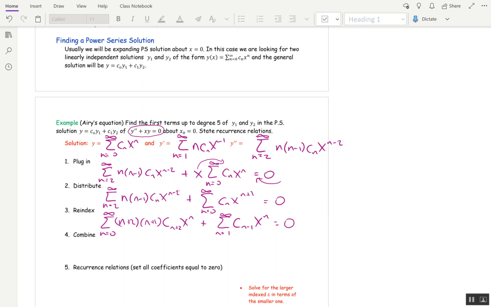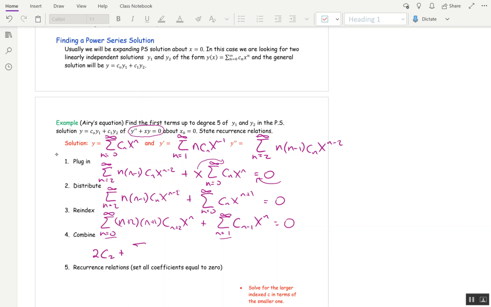Combine, meaning I want to write this now as a single summation, single power series. So I need to start at the highest value of n. So this one starts at 1, this one starts at 0. I need to start them both at 1, which means I need to cull off the 0 term for this first power series. The 0 term is 2c2.